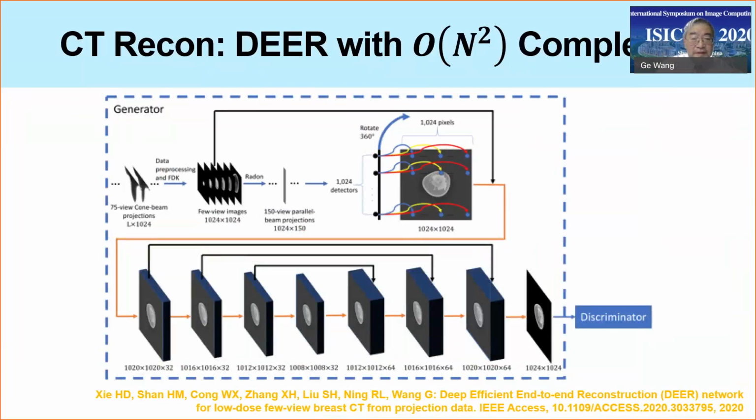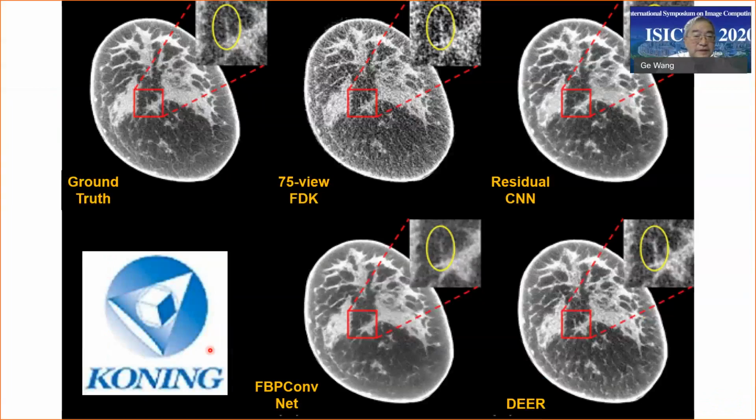So we call our network deep efficient end-to-end reconstruction, called DEAR. In collaboration with Corning, we show that with DEAR and just 75 views, we can get good denoising results in comparison to the ground truth. And from 300 views, the image quality seems very comparable. So this is direct reconstruction results.